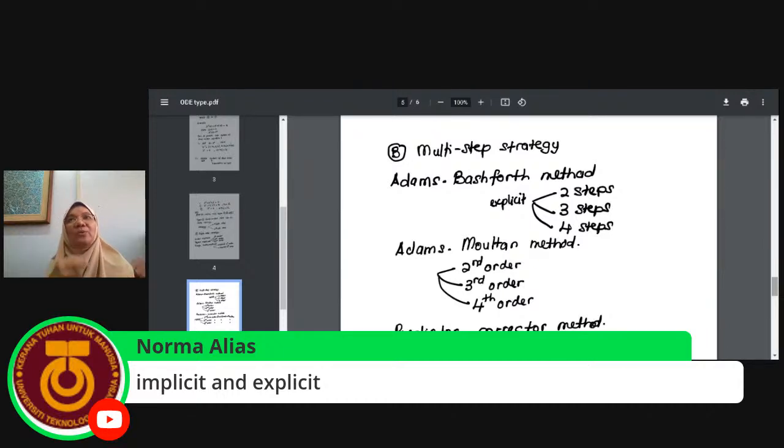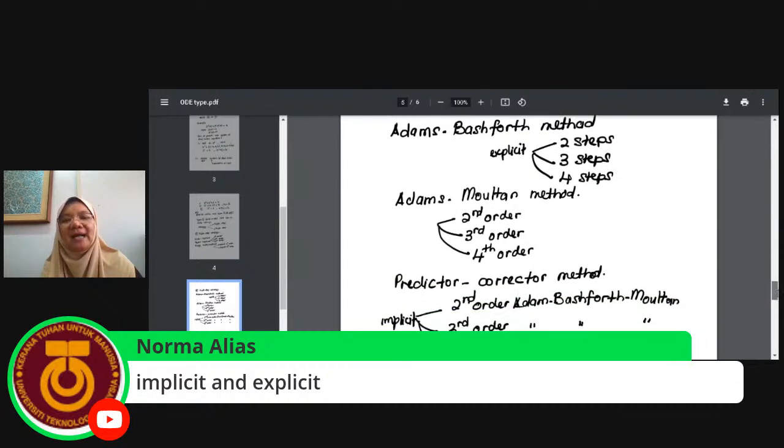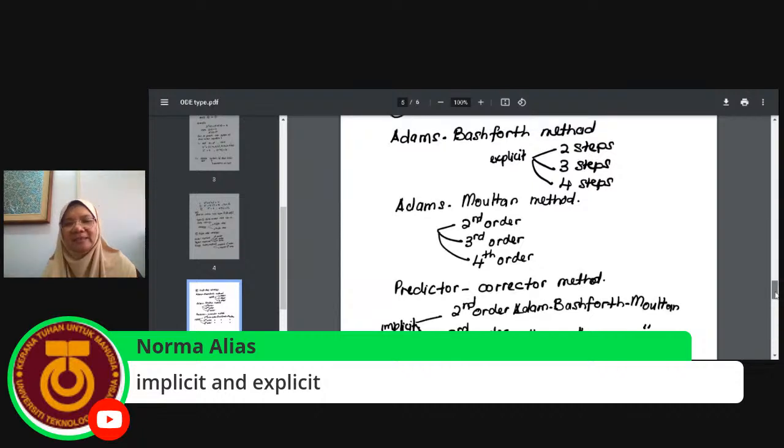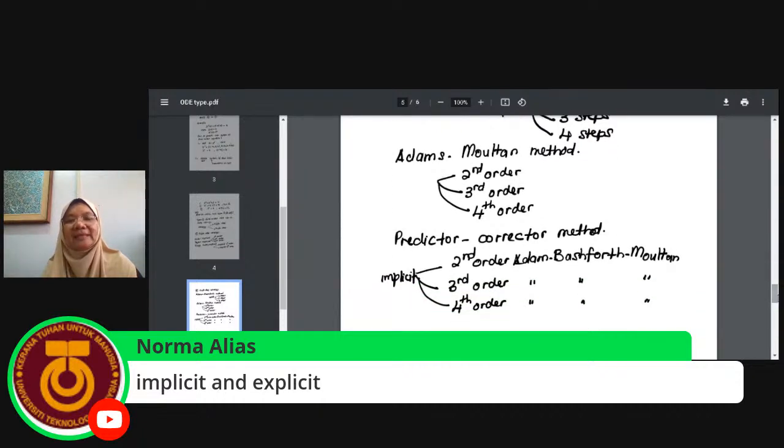Okay, so now we want to improve the Adams-Bashforth method. We call it the Adams-Moulton method. So to make it different, I put second order, third order, and fourth order of the Adams-Moulton method. Why do we learn the Adams-Moulton method? Because we want to correct the Adams-Bashforth method. From here, we learn about the predictor and corrector method. All right, the predictor-corrector method is an implicit method.